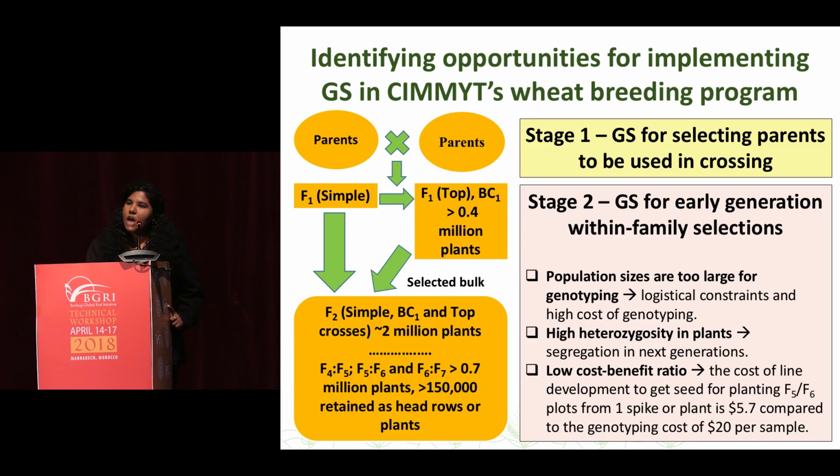Also, the cost of line development to get to the F5, F6 stages is about $5. So how do you compare this against the genotyping cost of $20 currently? We look forward to having cheaper genotyping technologies in the future that can help us overcome this challenge and implement genomic selection in these generations.